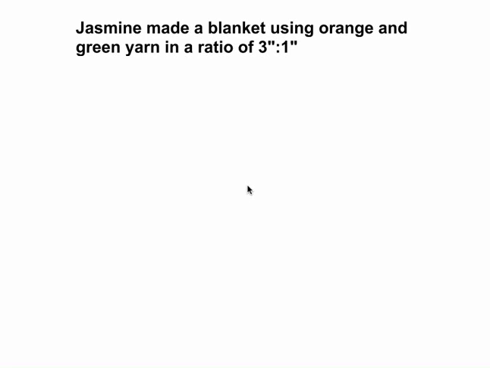Jasmine made a blanket using orange and green yarn in a ratio of 3 inches to 1 inch. So for her blanket, for every 3 inches of orange yarn, she used 1 inch of green yarn. Normally we just represent it as orange to green, 3 inches to 1 inch of green. We're used to working vertically in our tables to get to some target. We could continue to work down, and we would know it's 6 to 2.